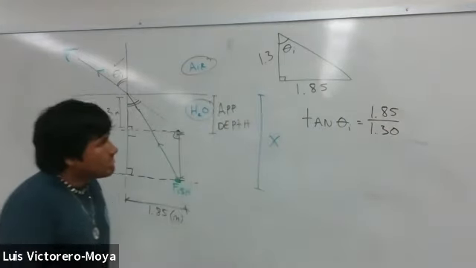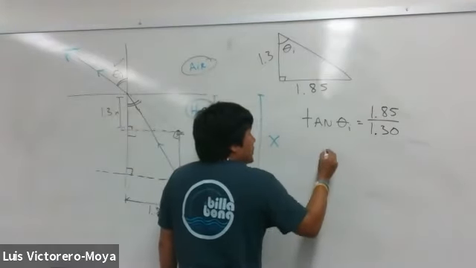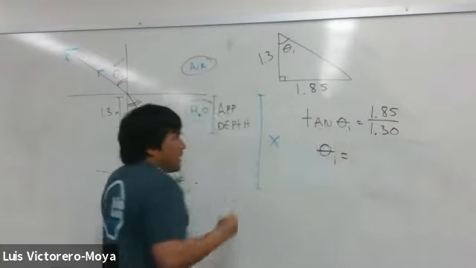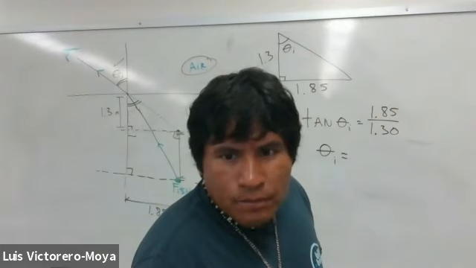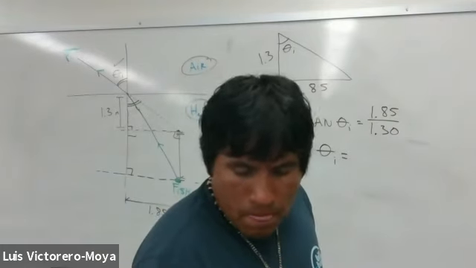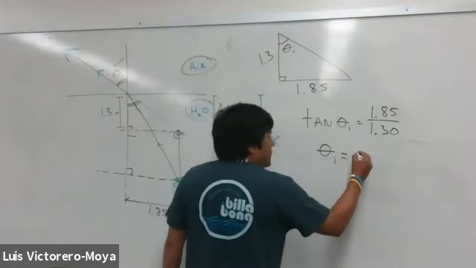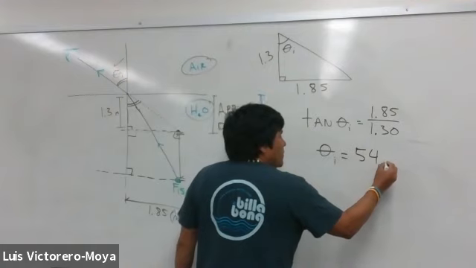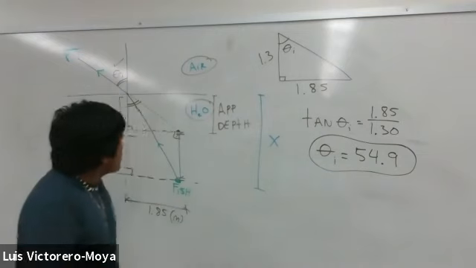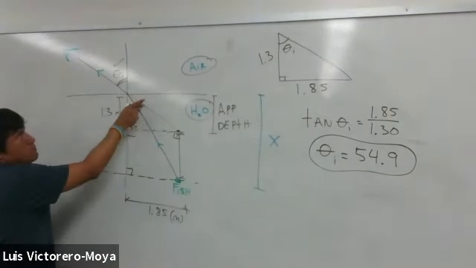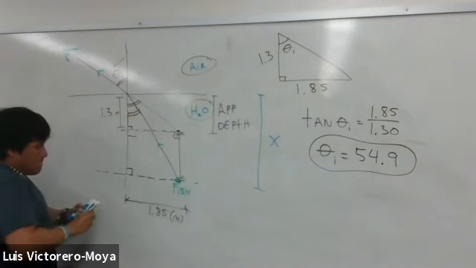There you are. You're using tangent. So theta i is the tangent inverse, right? The arctangent. So let's use a calculator for that. 54.9 degrees. So I found this angle. That's the angle there. So now I want to find this angle here.